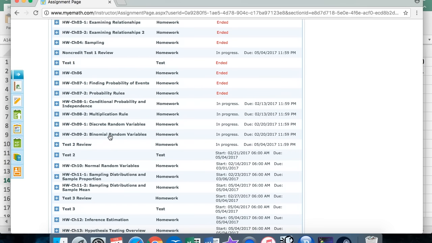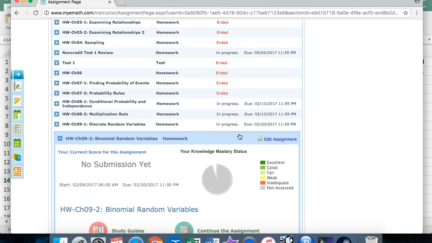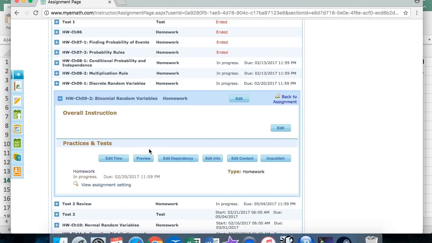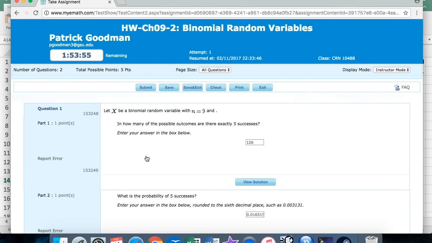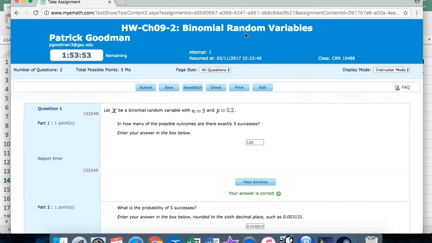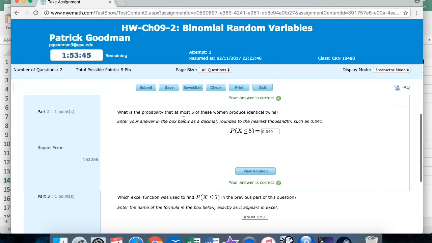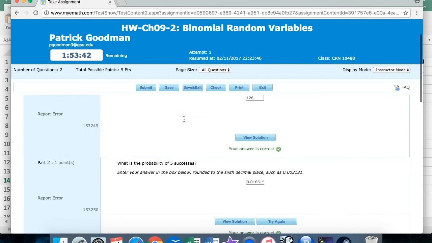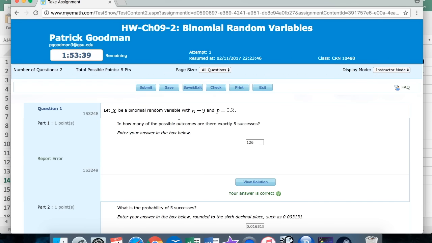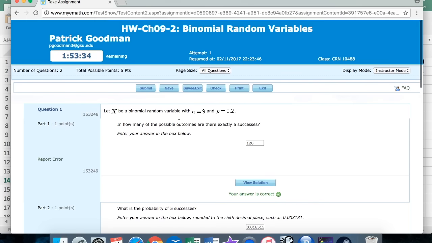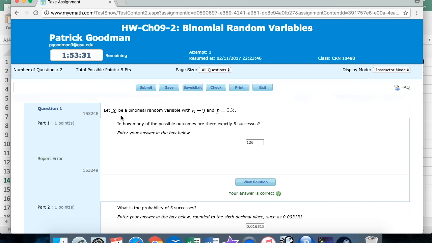Now we're doing chapter 9.2, and this is binomial random variables. In class we'll go over what a binomial distribution is and what binomial random variables are. There's certain conditions you have to have in order to have a binomial random variable, but I think in all of these problems you just assume that it's already following a binomial distribution, so you don't have to worry about that. In the reading, you'll probably read about that. Well, let's start. Alright, so they say here x is a binomial random variable with n equal to 9 and p equal to 0.2.